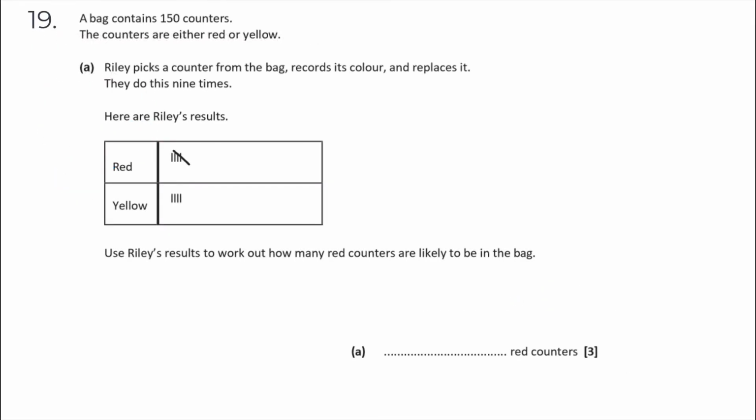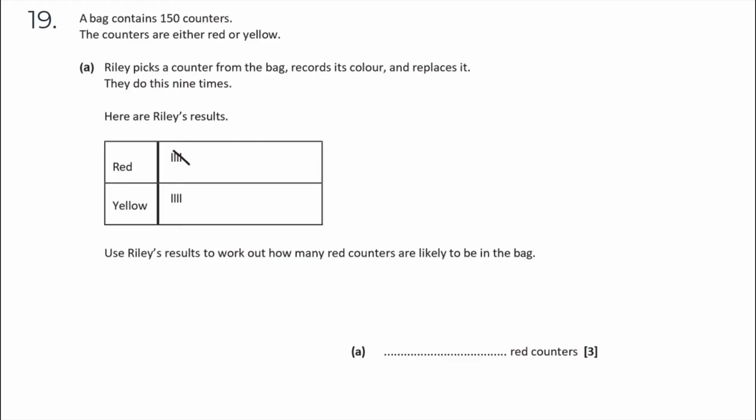A bag contains 150 counters. The counters are either red or yellow. Riley picks a counter from the bag, records its colour and replaces it. Here are Riley's results. So it's got 5 red and 4 yellow on those tallies. Use Riley's results to work out how many red counters are likely to be in the bag. Okay, so he's got 150 counters in the bag, and out of 9 draws, he's got 5 red.